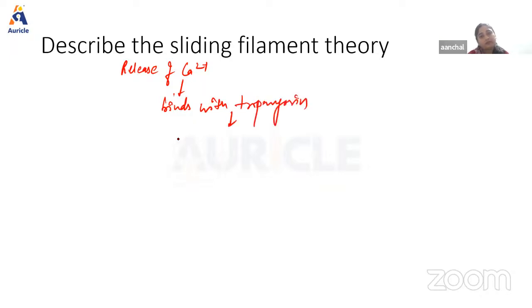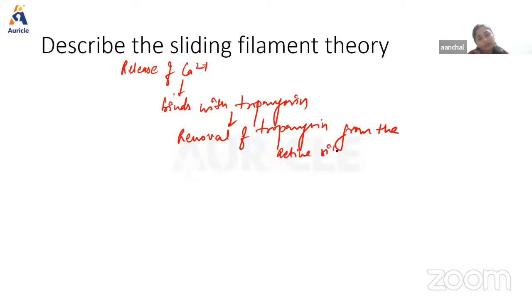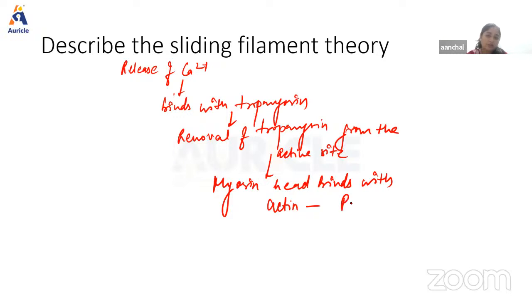Then the sliding filament theory, we have already discussed what the sliding filament theory is, in which there will be release of calcium, it binds with tropomyosin, removal of tropomyosin from the active site, the myosin head binds with actin, producing the power stroke, and there will be dragging of the actin filament, and finally this will lead to sliding of the actin filaments from both sides.